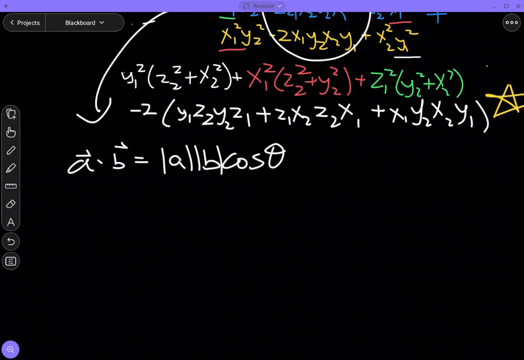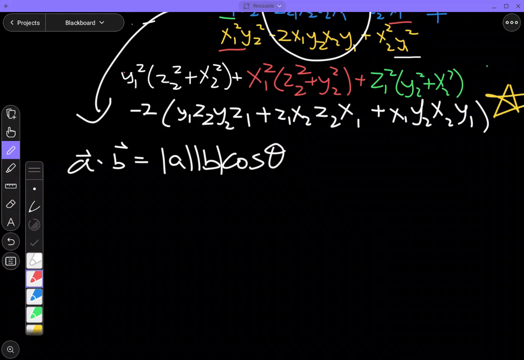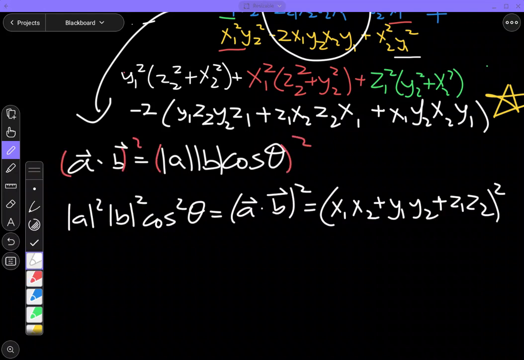So now let's actually square the dot product. If we do that, we get this. We square this piece, that's equal to the dot product squared. The dot product is equal to this piece right here. And now we square that.